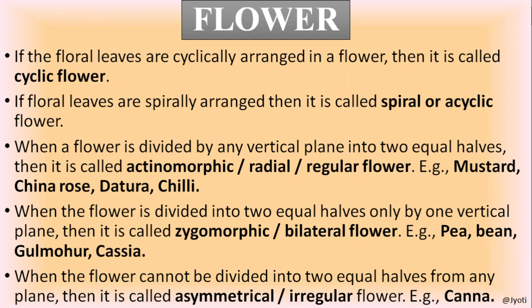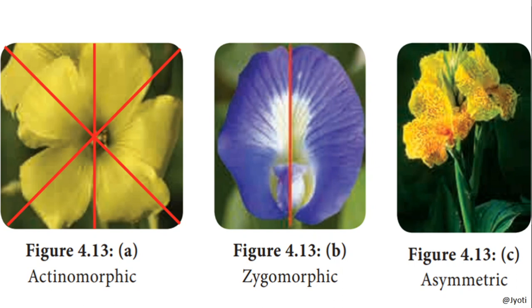So here the flower can be divided into two equal halves only in one vertical plane. Then there are certain flowers in which there is no symmetry at all. They are asymmetrical flowers. That means the flower cannot be divided into two equal halves from any plane. Okay. So let me show you the picture.